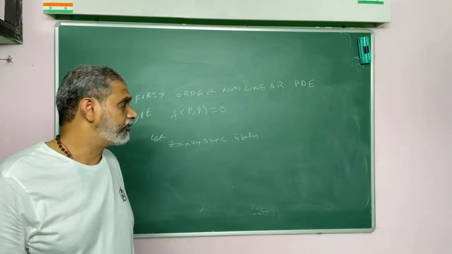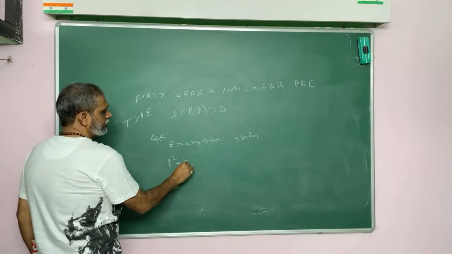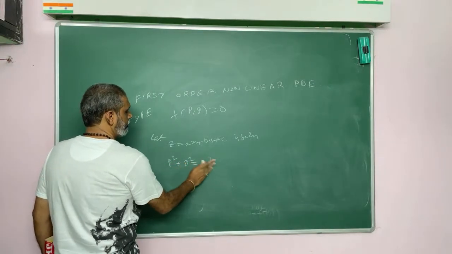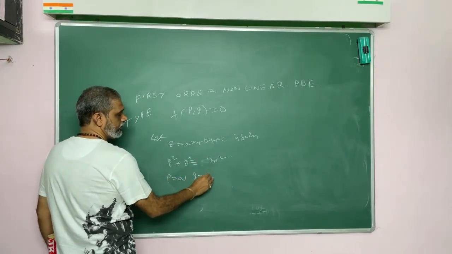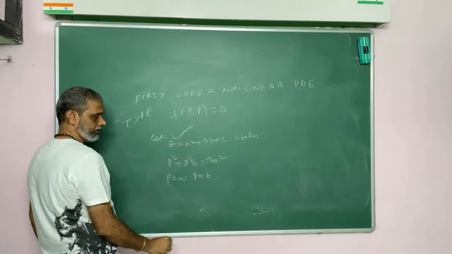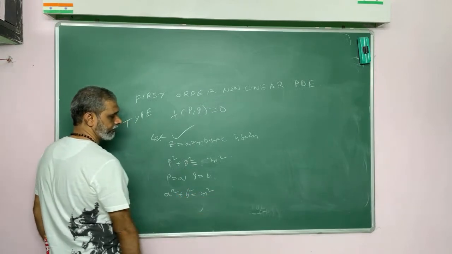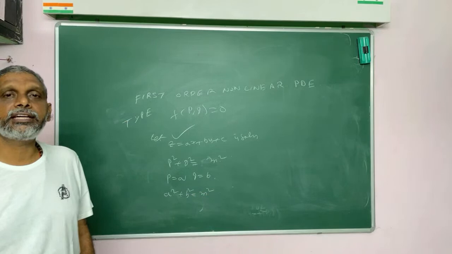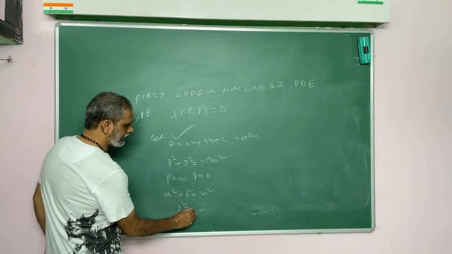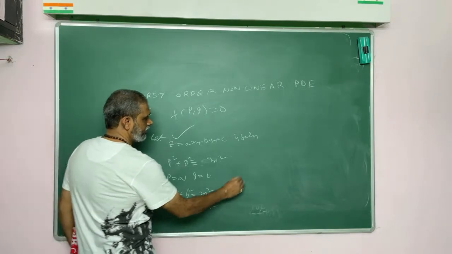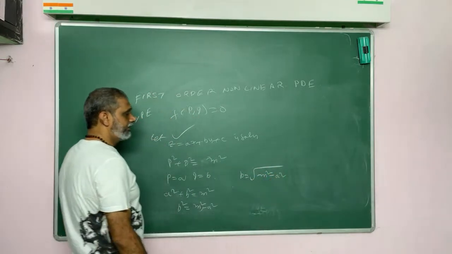Suppose the problem is given like this: P square plus Q square is equal to M square. So put P is equal to A, Q is equal to B. Then this is the assumed solution. So what will you get? A square plus B square is equal to M square. Now B I will write in terms of A. So B square is equal to M square minus A square. Then B is equal to root of M square minus A square.